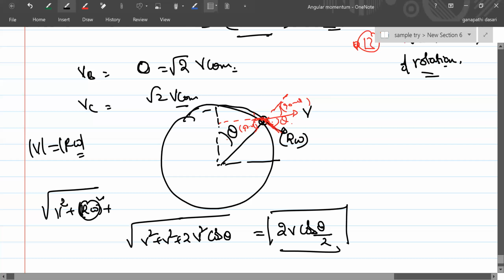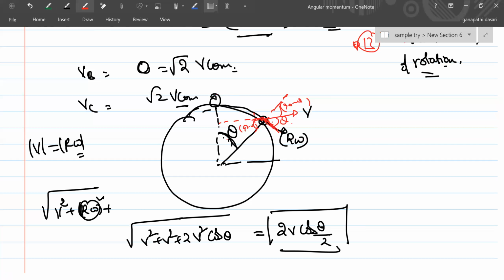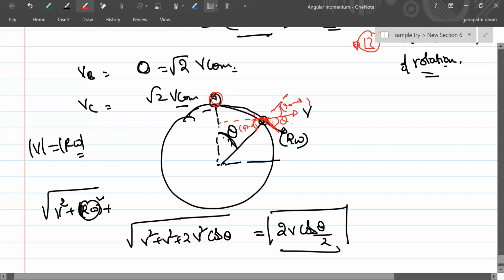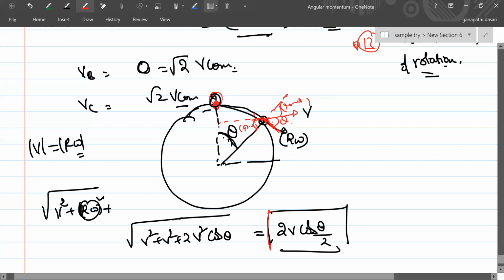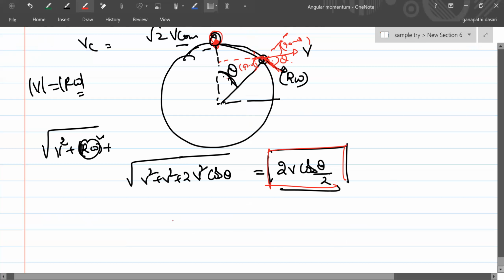If it has covered theta from here, when theta is equal to 0, the answer will be 2V. Theta equal to 0 means the particle is exactly at this point. Because cos 0 is 1, it is 2V center of mass. This formula you can use at any general point theta. Then coming to rolling kinetic energy.